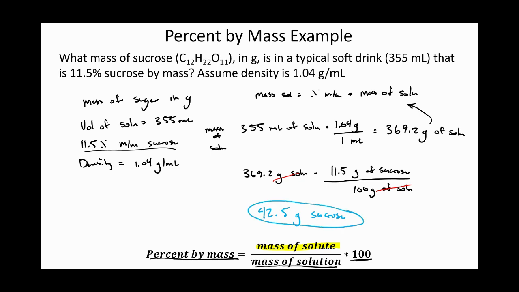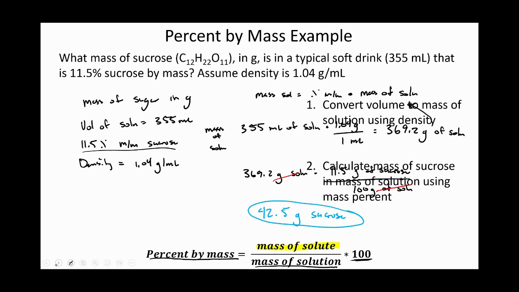If we think about whether this makes logical sense, that's a little bit more than 10% of the mass, and so 42.5 seems pretty reasonable. The first thing I did is I converted from volume to mass of solution using density. And then the second thing is I calculated mass of sucrose in the mass of solution using mass percent.